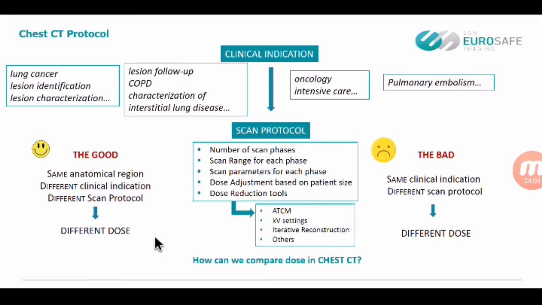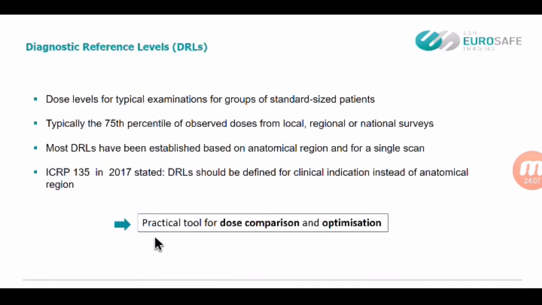And now, how can we compare those in chest CT? This can be done using diagnostic reference levels. Remember that these are dose levels for typical examinations for groups of standard-sized patients. Typically, the 75th percentile of observed doses from local, regional, or national surveys, and most DRLs have been established based on anatomical region and for a single scan. And so in 2017, ICRP suggests that DRLs should be defined for clinical indications instead of anatomical region. So DRLs are a practical tool for comparison and optimization.